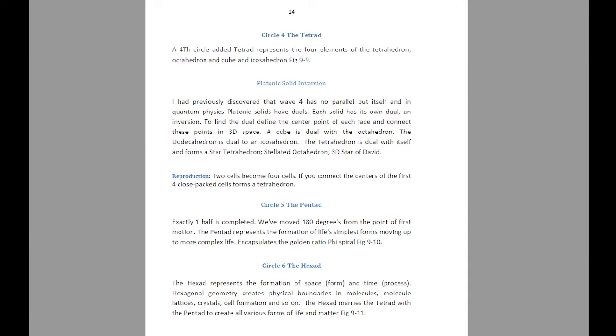Reproduction. 2 cells become 4 cells. If you connect the centers of the first 4 close-packed cells, it forms the tetrahedron.